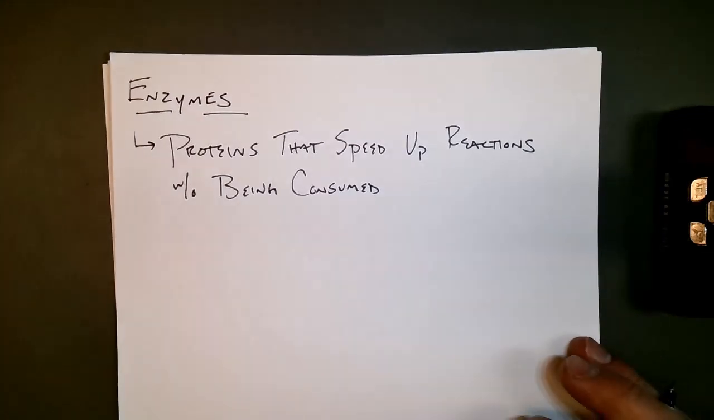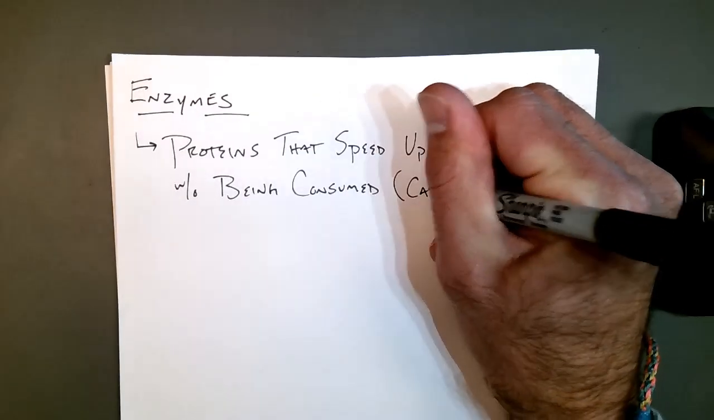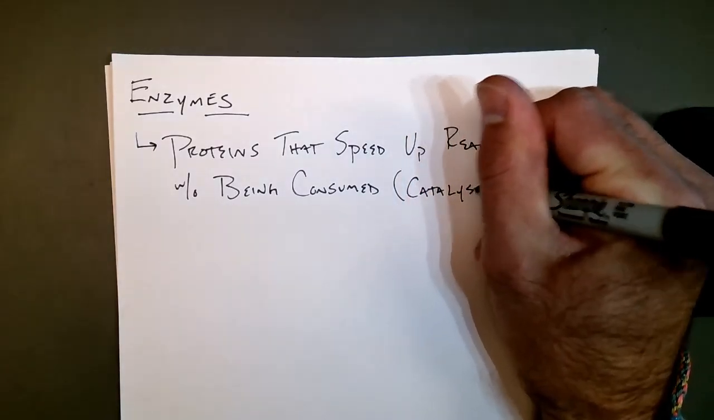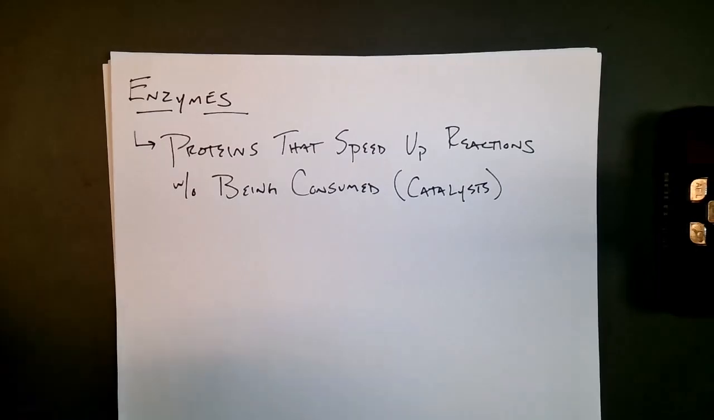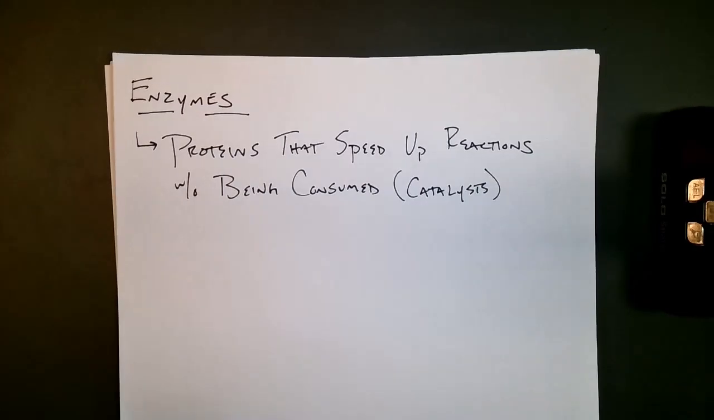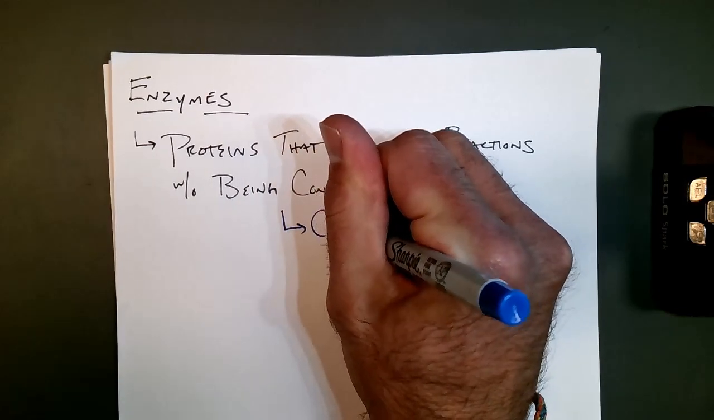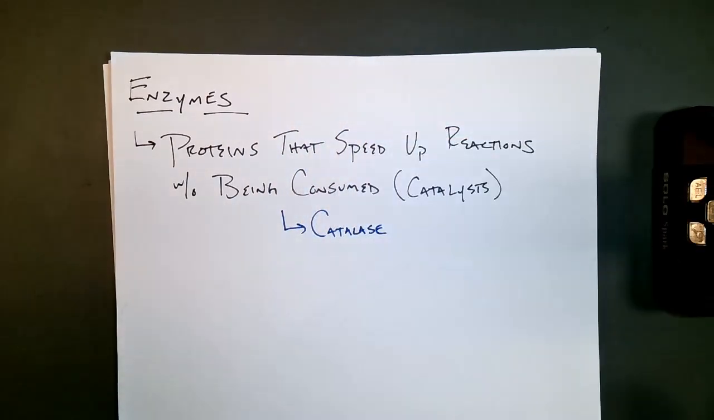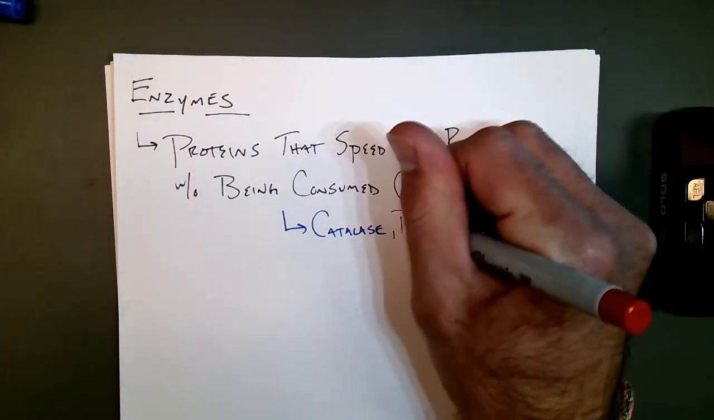So in biology and in chemistry, we call things that do that catalysts. They are biological catalysts. So an example that potentially we're going to be able to use in the lab would be catalase. And catalase you can find in liver of any animal tissue or most animal tissue. And then another one would be peroxidase. And peroxidase you're going to find in plants.